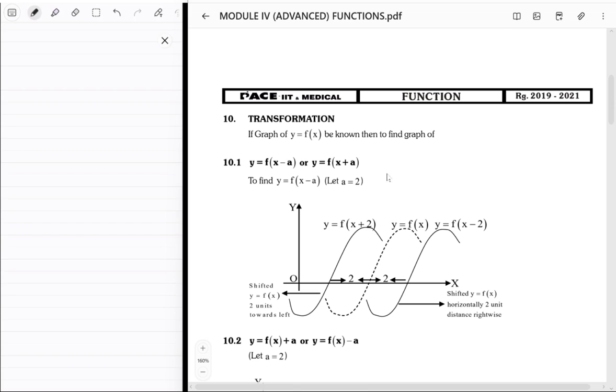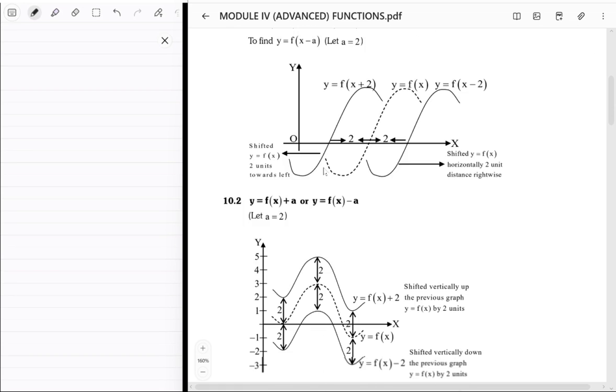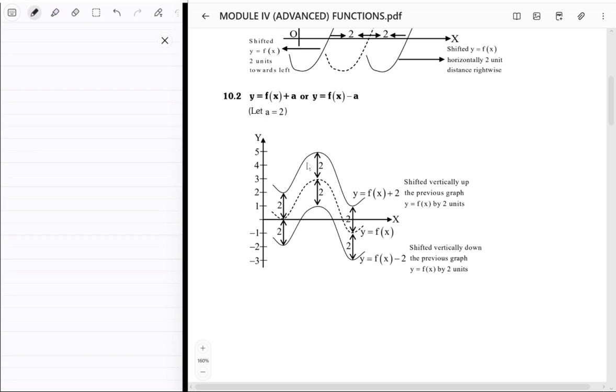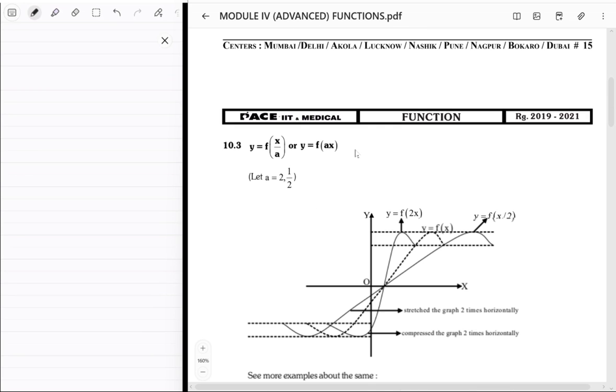Right. Transformations. If the graph of y equal to f of x is known, then to find the graph of the others: I just showed you that f of x minus a shifts to the right by a, and f of x plus a does the opposite, because it's like f of x minus of minus a. And this is the easier one: f of x plus h just shifts upward, and f of x minus h shifts downward. Cool.